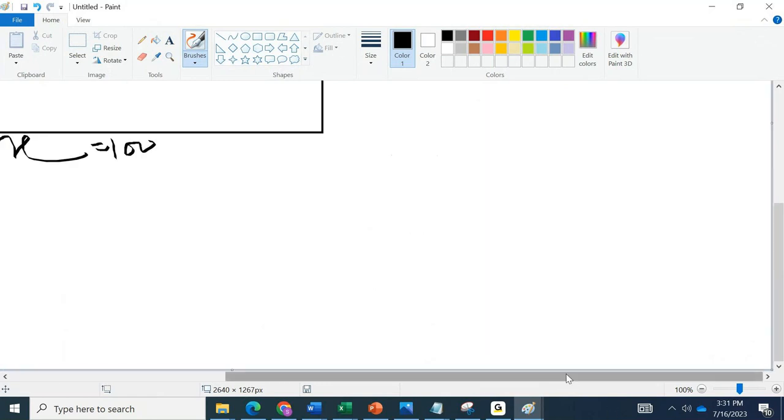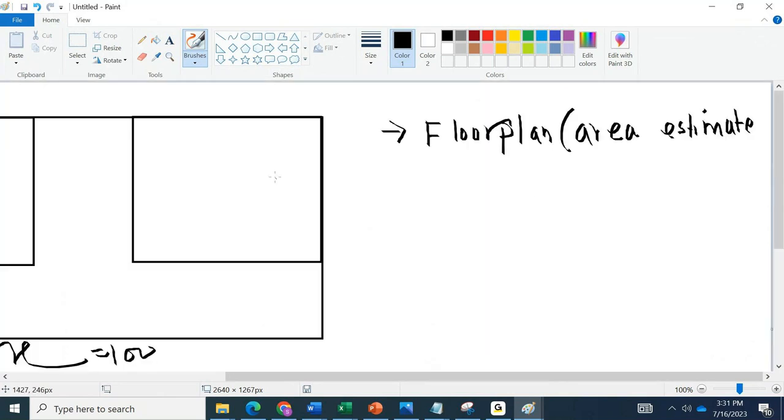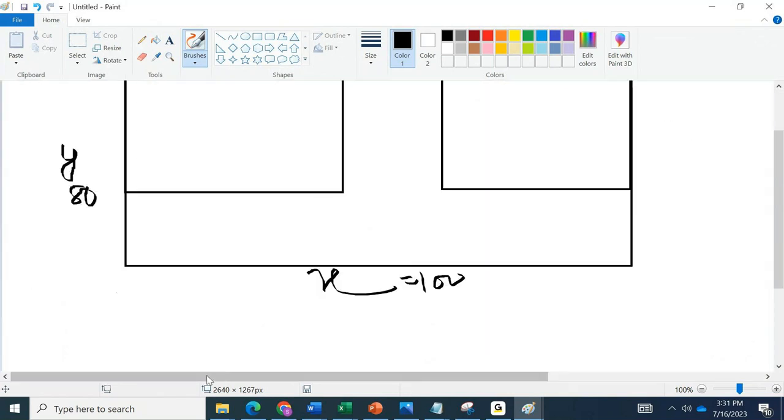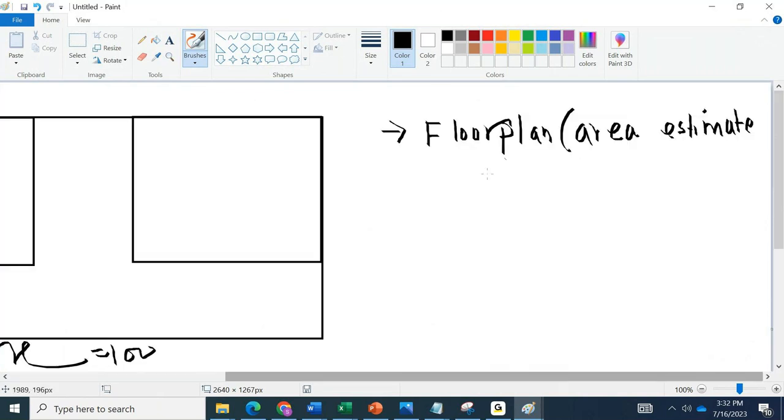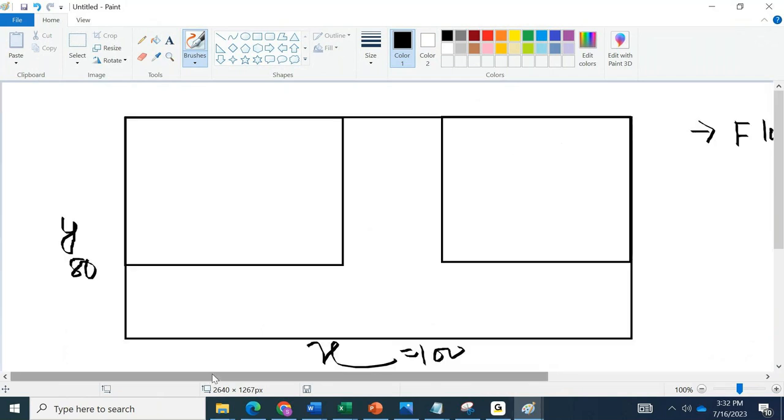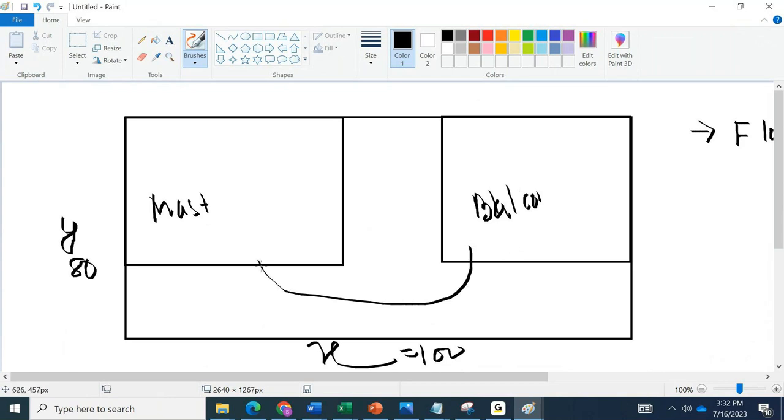Let me complete this one first, what layout people do, then I will come to this. I will give the application in the mobile phone and how it works. But before that, first you need a floor plan. Floor plan means planning. As I told you, this is a master bedroom and this is a balcony, but if you think this is not correct, you can play with it and rearrange, making this the balcony and this the master bedroom.